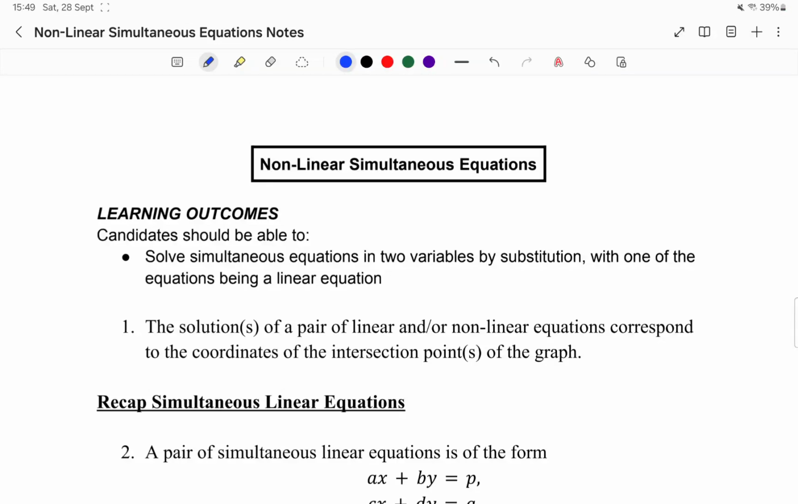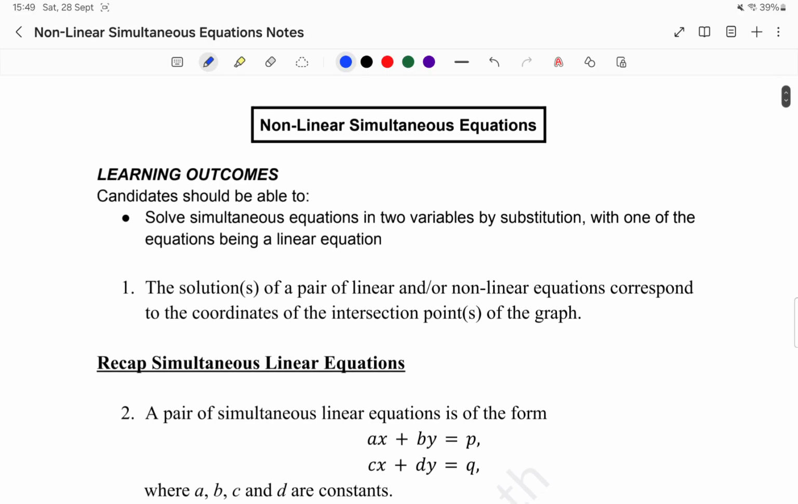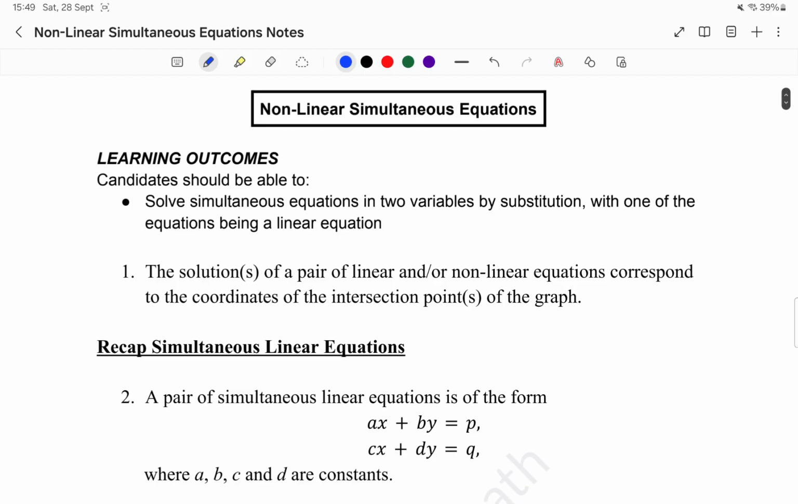Okay, hello everyone. Welcome to this lecture on nonlinear simultaneous equations for Sec 3 A Math. Previously in Sec 2, you would have learned simultaneous equations, but they were linear. As you venture into A Math, we're looking at non-linear simultaneous equations.